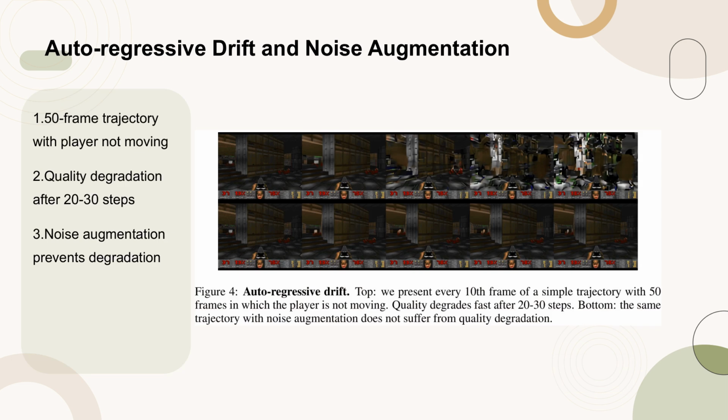Figure 4 illustrates the phenomenon of autoregressive drift in a 50-frame trajectory where the player remains stationary. The top section shows that the quality of the frames degrades rapidly after 20 to 30 steps. In contrast, the bottom section demonstrates that applying noise augmentation to the frames effectively mitigates this degradation, maintaining consistent quality throughout the trajectory.